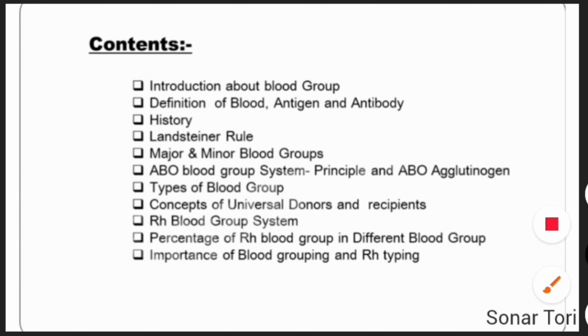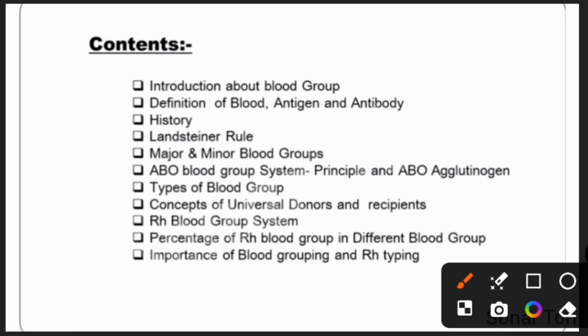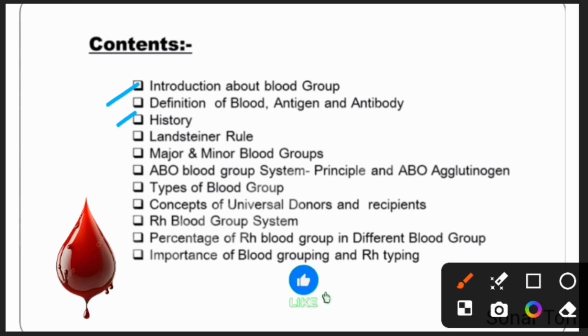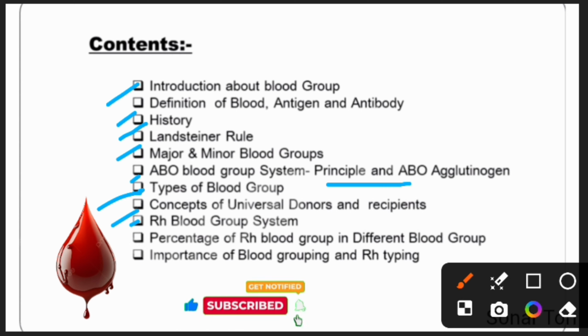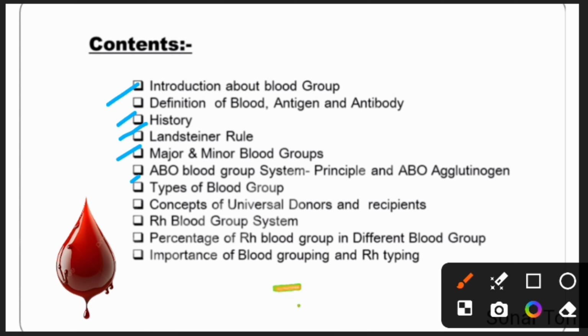In the contents, we will discuss introduction about blood group, definition of blood, antigen and antibody, history of the blood group, Landsteiner rule, major and minor blood groups, ABO blood group system, principle and ABO agglutinogen, type of the blood group, concept of universal donor and universal recipient, Rh blood group system, percentage of Rh blood group in different blood groups, importance of the blood grouping and the Rh typing.